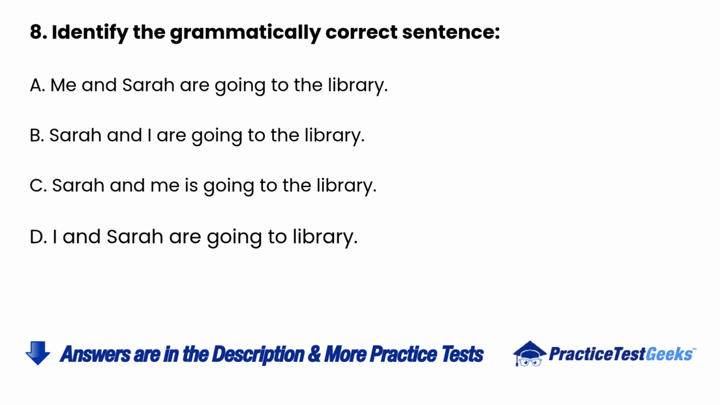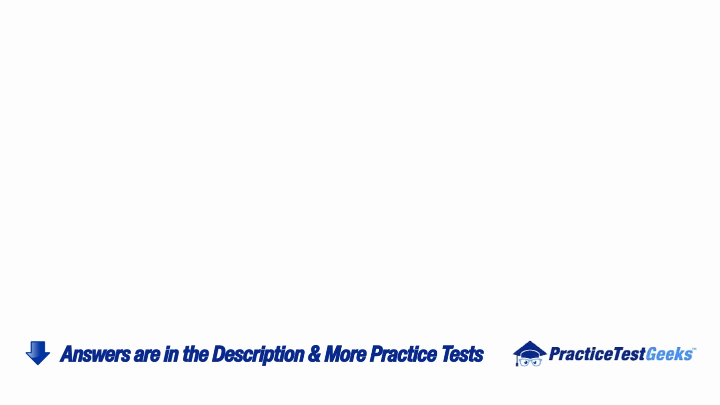8. Identify the grammatically correct sentence. A. Me and Sarah are going to the library. B. Sarah and I are going to the library. C. Sarah and me is going to the library. D. I and Sarah are going to library.